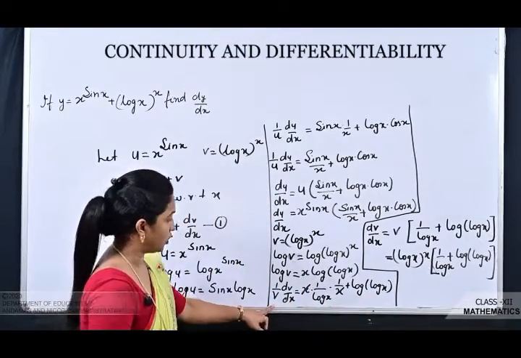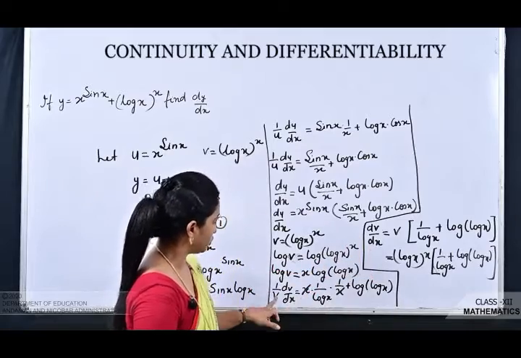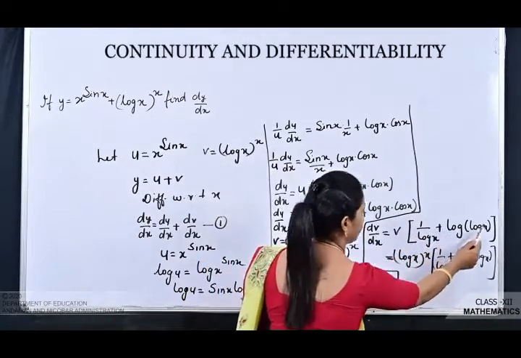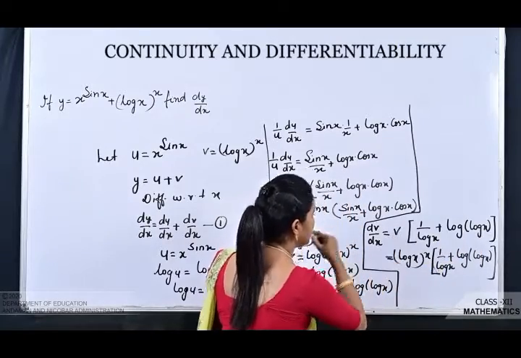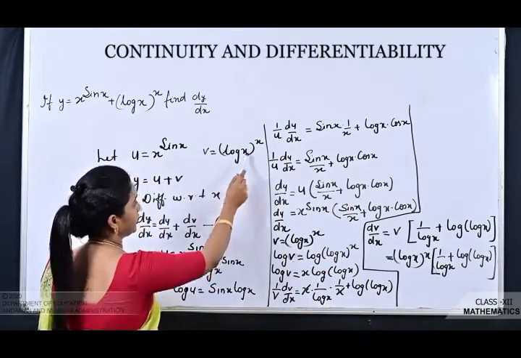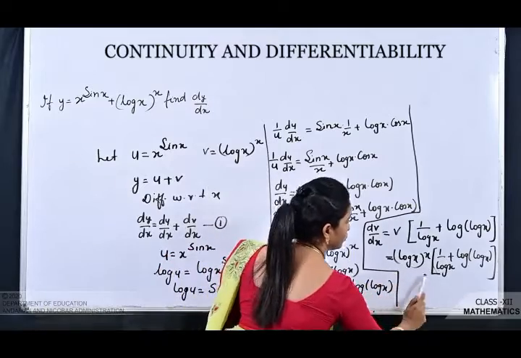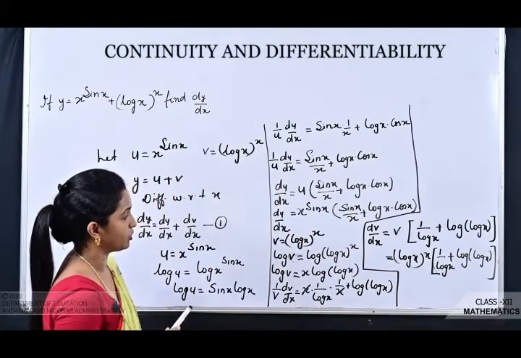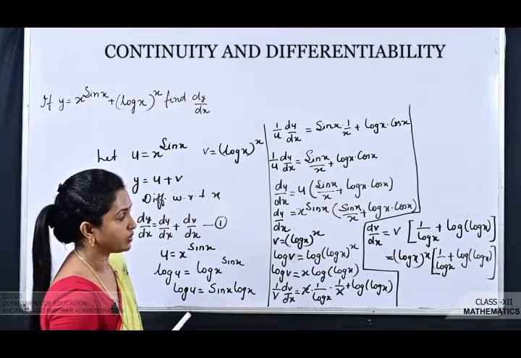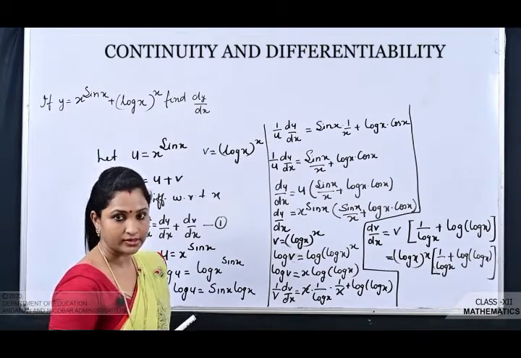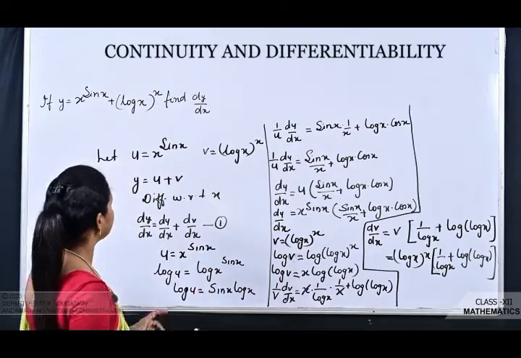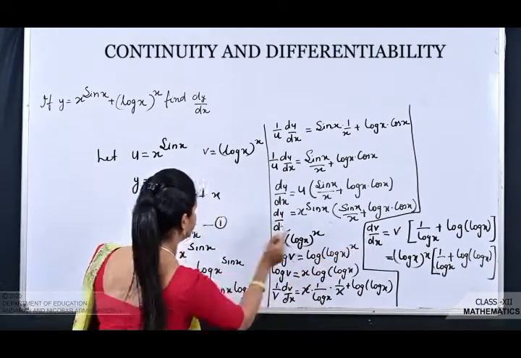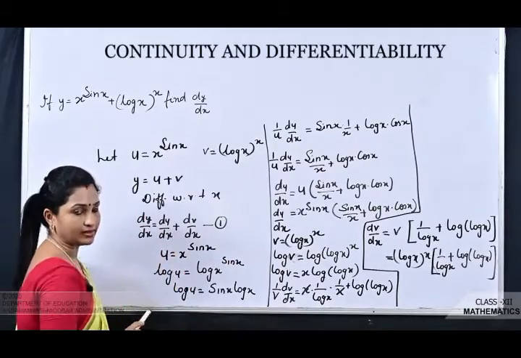Now finally you got dv by dx is equal to, you will take v to the other side, v into 1 by log x plus log of log x. V you will replace by log x to the power x, and finally you got the answer for dv by dx as log x to the power x into 1 by log x plus log of log x. Clear? Now you will substitute the value of du by dx and dv by dx here and finally you will get the answer.